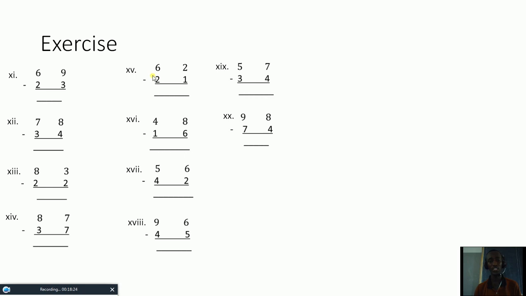Number 15 is 62 minus 21. Number 16 is 48 minus 16. Number 17 is 56 minus 42. Number 18 is 96 minus 45. Number 19 is 57 minus 34. And the last one, number 20, is 98 minus 74.